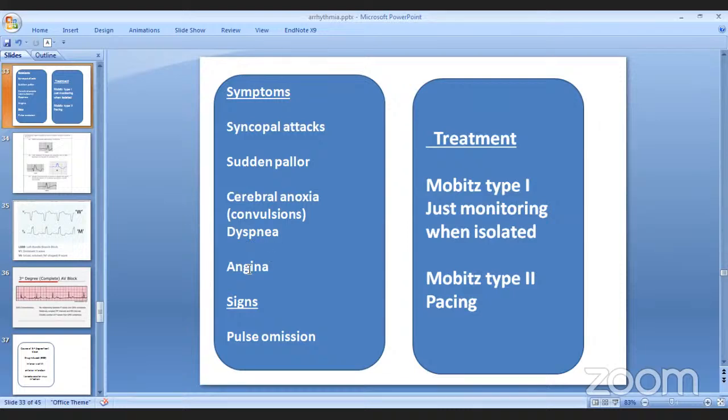So how will this cause angina? Can you say? As I've said in my previous lecture, the first organ that the heart supplies is the heart itself. The coronary arteries supply the heart first.